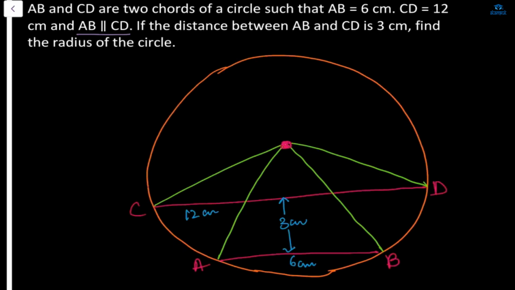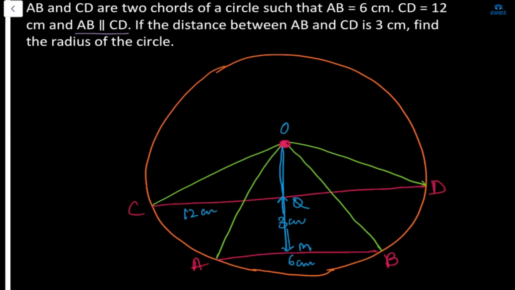Now, what are you going to do? We are going to draw a perpendicular line. If you draw a perpendicular line from O to this whole line, I am marking it as M, and you can mark it as Q somewhere here, on CD. So we know the value of OM, but we don't know the value of OQ.